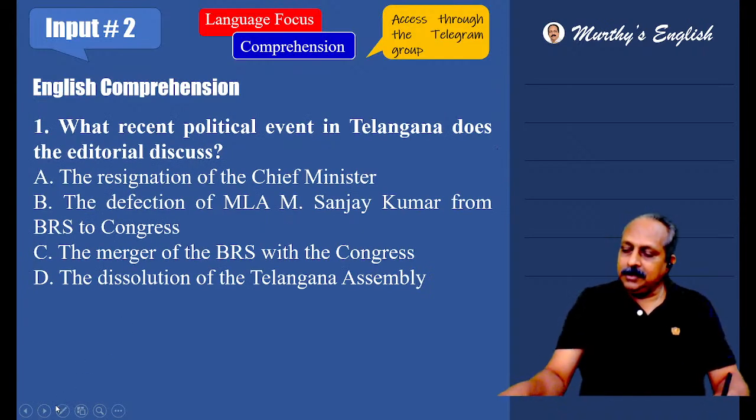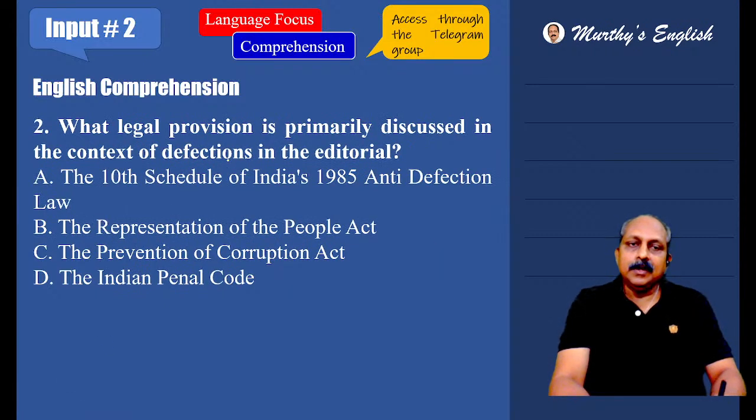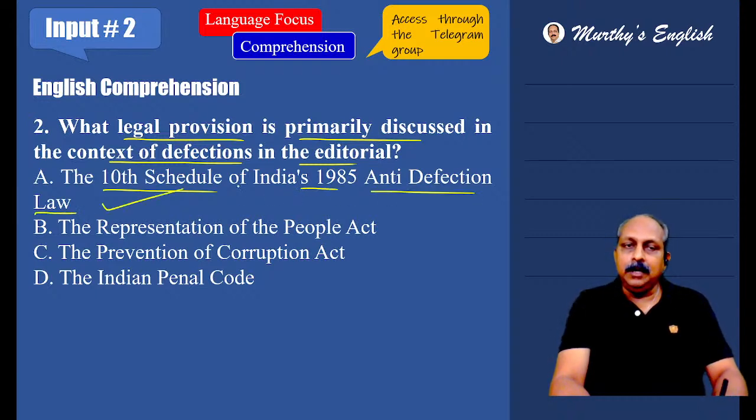Let us go to questions, comprehension skill based questions. Read the first one and try to answer. What recent political event in Telangana does the editorial discuss? The defection of MLA M. Sanjay Kumar from BRS to Congress. Next. What legal provision is primarily discussed in the context of defections in the editorial? The 10th Schedule of India's 1985 anti-defection law, clearly mentioned. Answer is the first option.